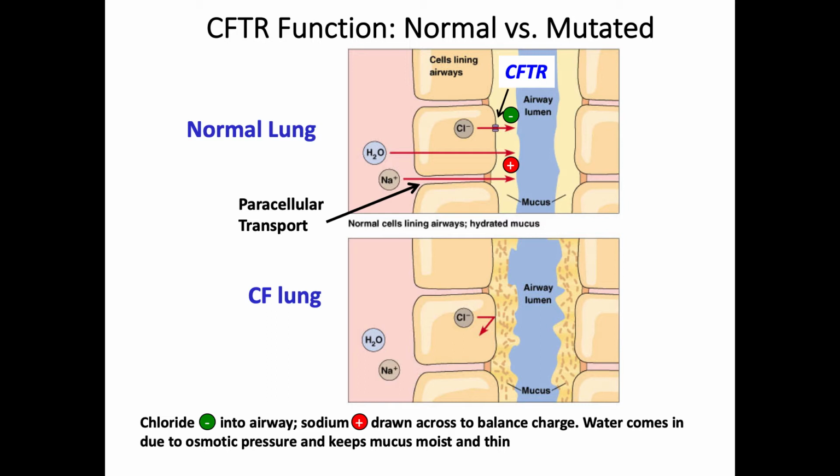So what you are seeing is the airway in a normal lung. This is the airway lumen. And this is your CFTR that pumps the chloride from the cell into the lumen. You can see that paracellular transport also transports sodium in between the cells. So you have sodium and chloride, sodium chloride, into the lumen.